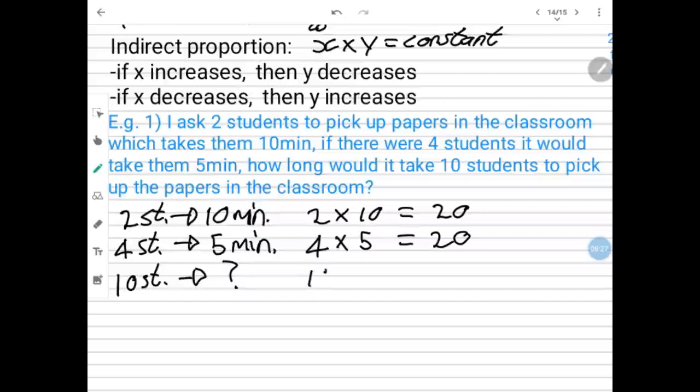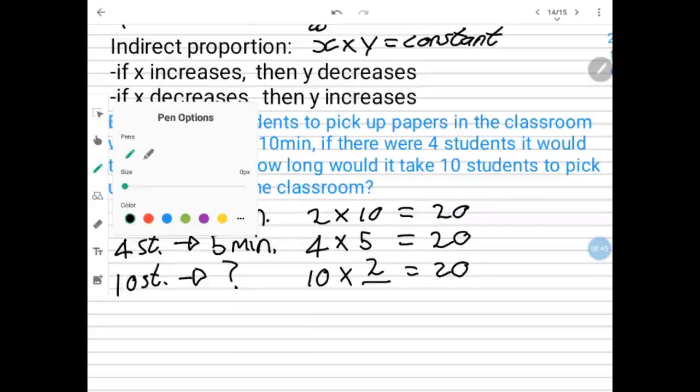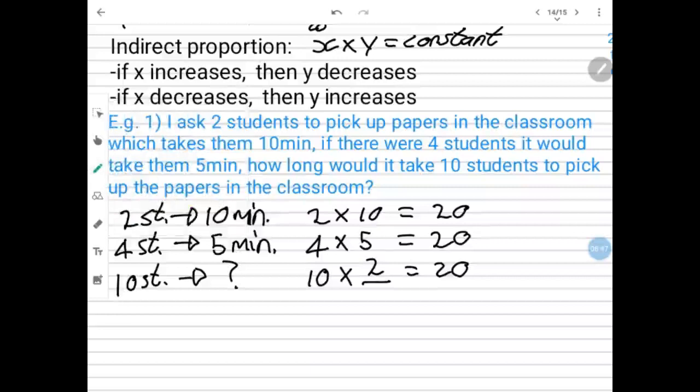So now 10 students times how many minutes will also give us 20. 10 times what is 20? I hope you got it. 10 times 2 is 20. So in words, we can take this, let's get a different color here. This is minutes, né? Because the first one is the amount of students, so the second one is the amount of minutes.